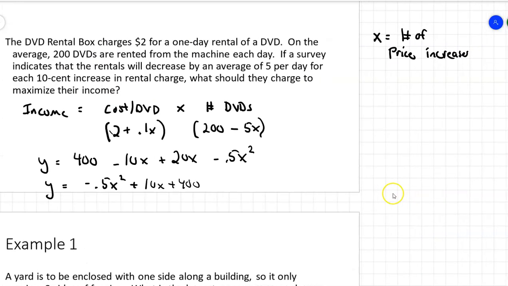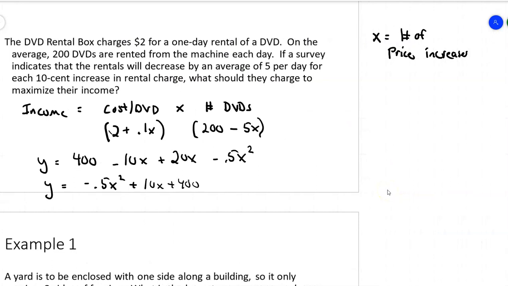What does that mean? Well, we figured out that the max happened at x equals 10. 10 is the number of price increases. So I'm doing 10 price increases of 10 cents each, which means I should raise the price by $1.